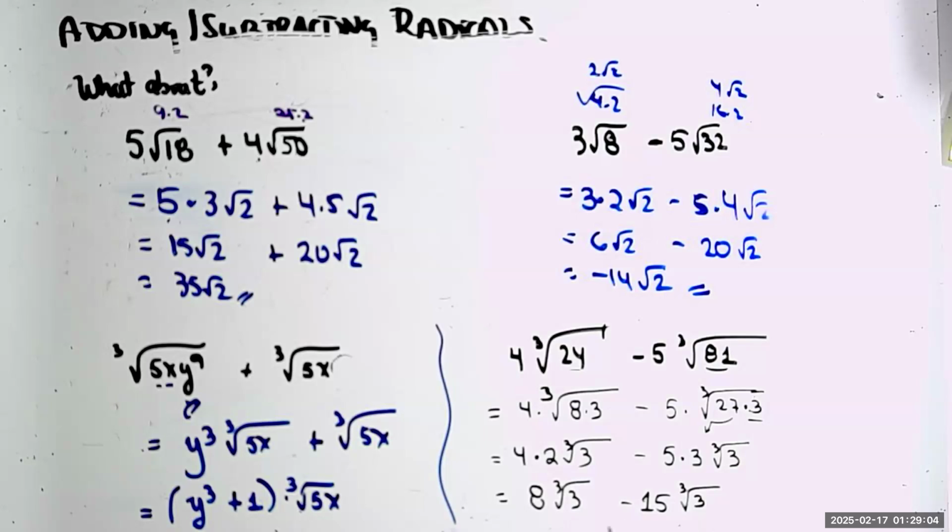Cube root of 3. Now they're called like terms. 8 minus 15 equals negative 7. Negative 7 cube root of 3. So the answer would be negative 7 cube root of 3.